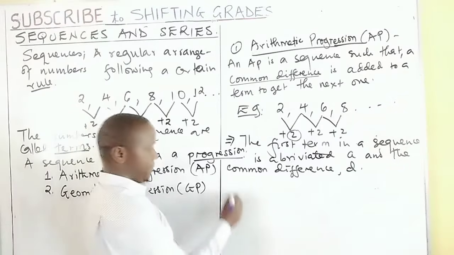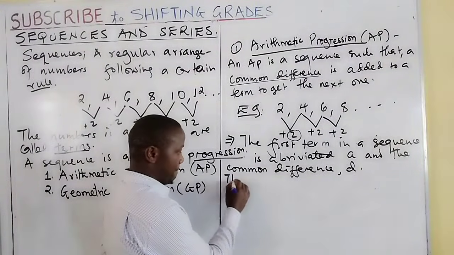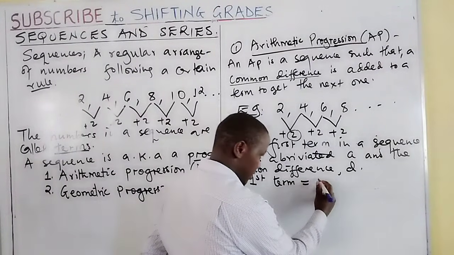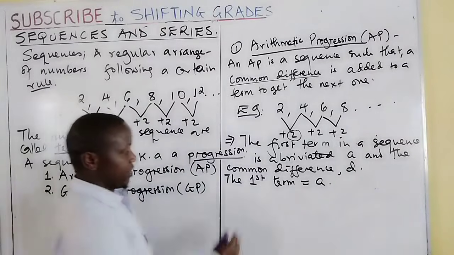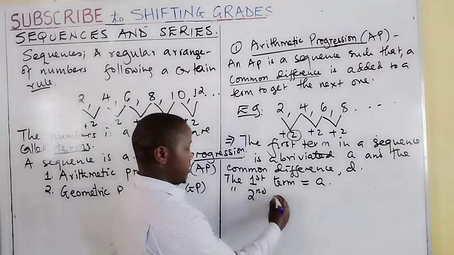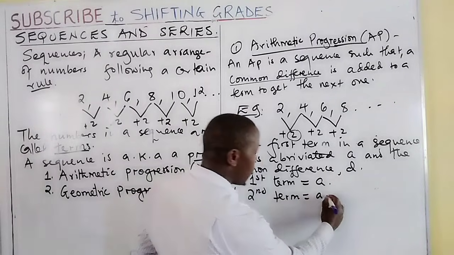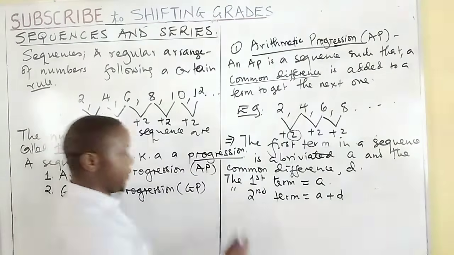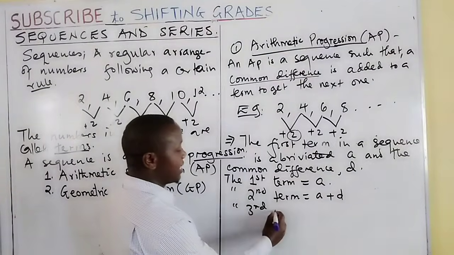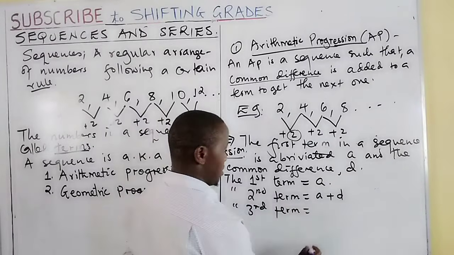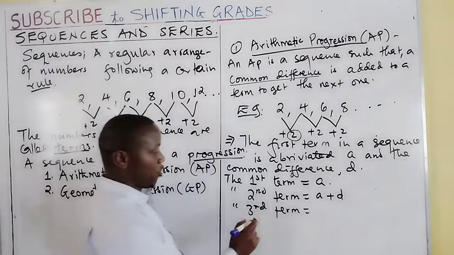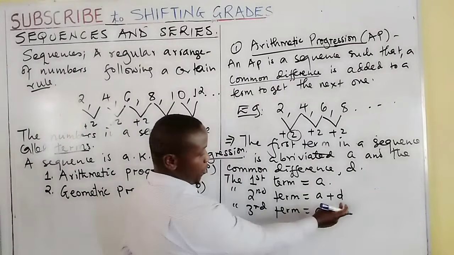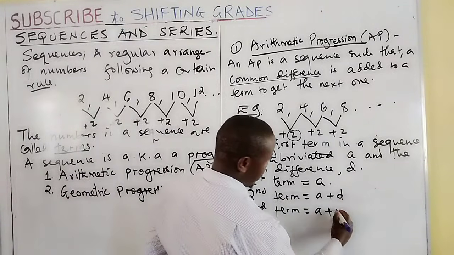Therefore, given the first term, abbreviated small letter a, the second term is obtained by adding the common difference d to the first term. Again, to obtain the third term, we add the same common difference to the second term, so a plus d plus d, we get a plus 2d.